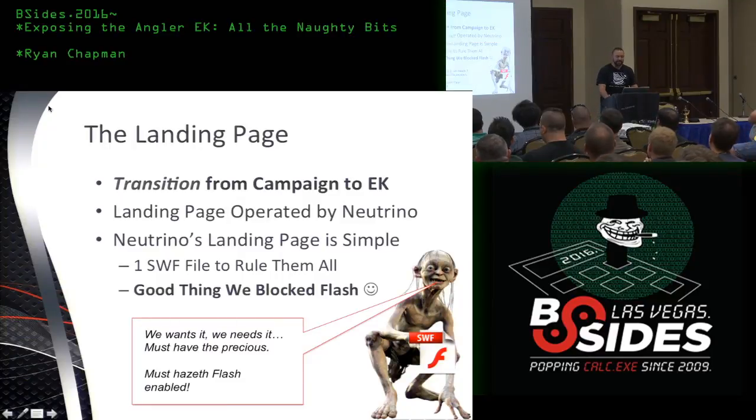All right, now we hit the landing page. So we've just handed over control of execution from our referring test campaign to the actual exploit kit infrastructure. Neutrino uses one Swift file. One Swift file. It's the third time I said that for a reason, and it's in bold up there that we've blocked Flash in our environment. How many of you have blocked Flash? Really? Yeah, hell yeah.